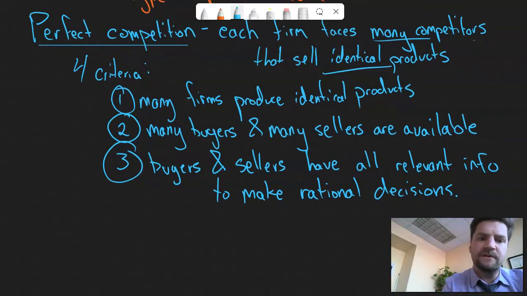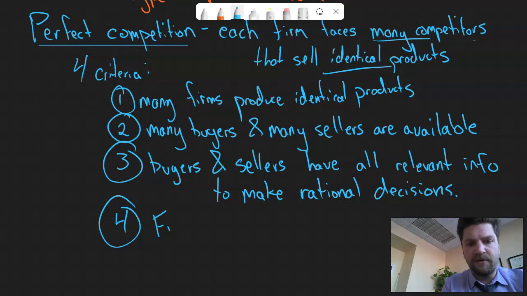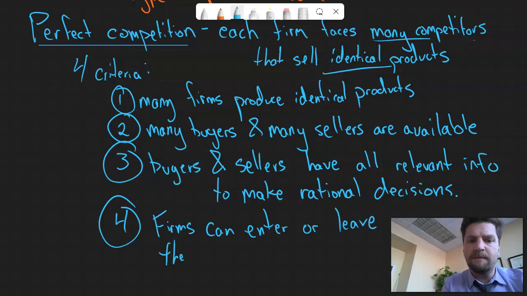And our last criterion for perfect competition is free entry and exit. Firms can enter or leave the market without any restrictions or penalties.